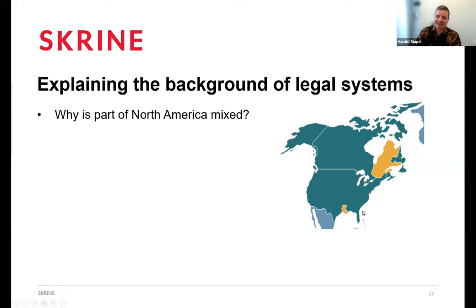Okay, one more hint. The small part of the US down here is called Louisiana. And you may know the name Louis from history because many French kings were named Louis. One of them was beheaded by the guillotine in the French Revolution. And you may know Louisiana because of the Mardi Gras festival, and Mardi Gras is also a French term. Any idea now?